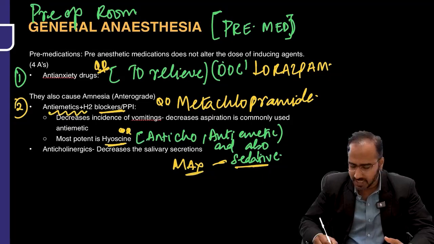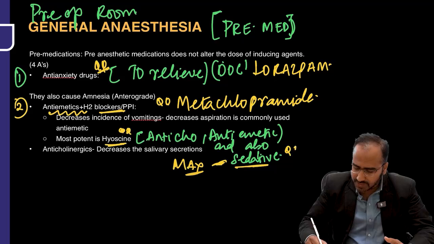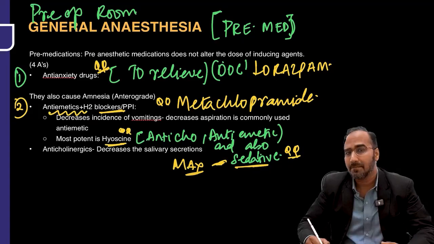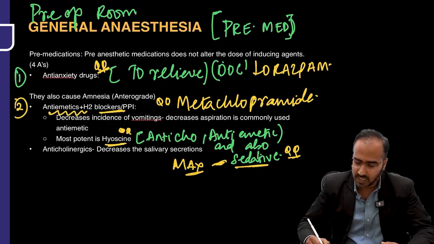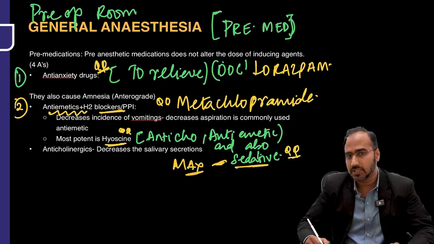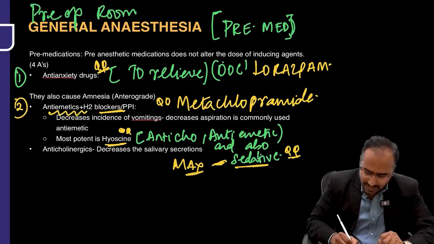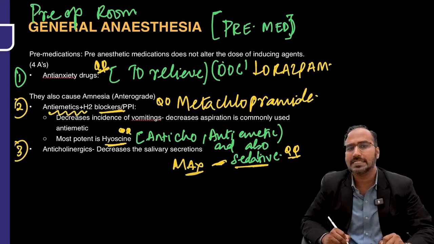Hyoscine is an anticholinergic, anti-emetic, and also provides maximum sedation to the patient, right? So, hyoscine can also be used. But then, if you're just choosing an anti-emetic, it is metoclopramide. Okay. The third drug that we give is anticholinergic.